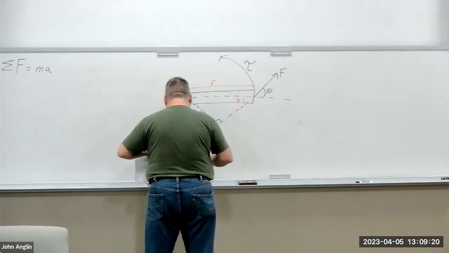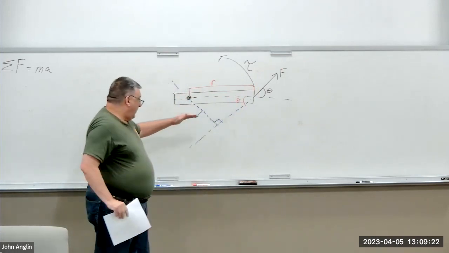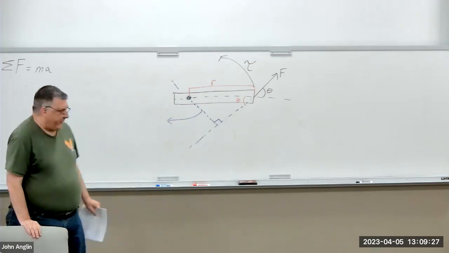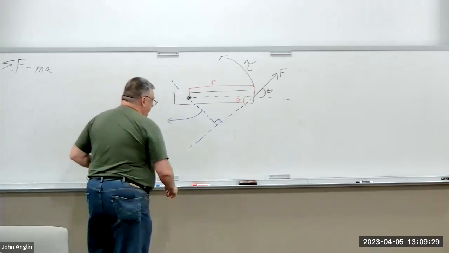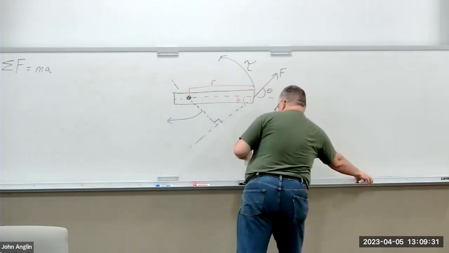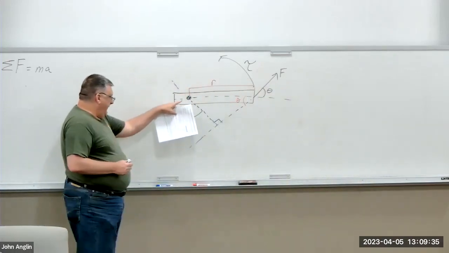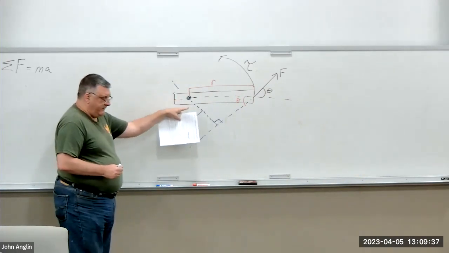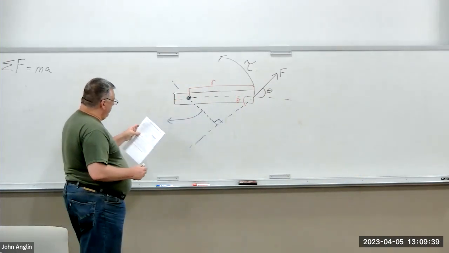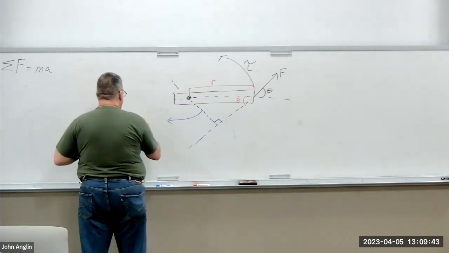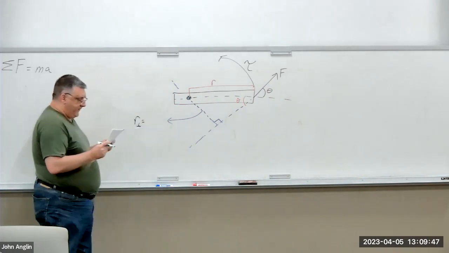We need to know the distance between our force and our pivot point. So we're going to call that distance R. So that means this distance here, that's what we want to find. That is what we're going to call our R perpendicular.